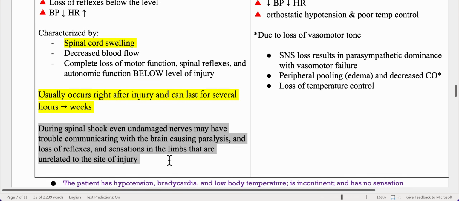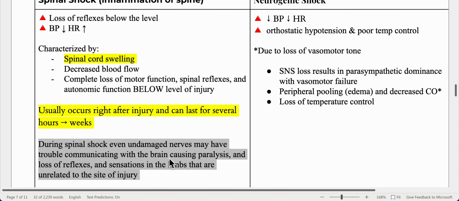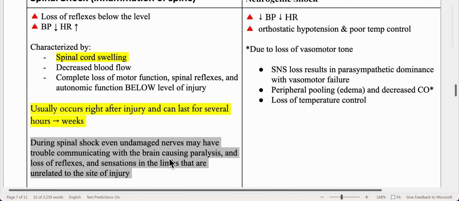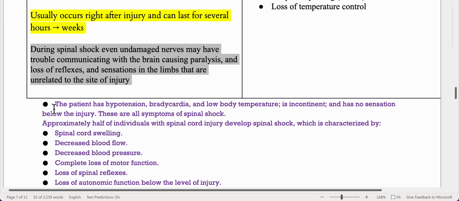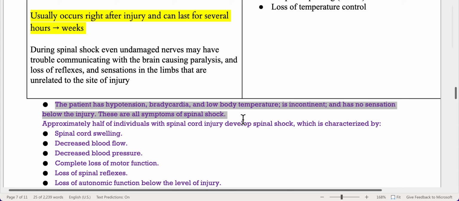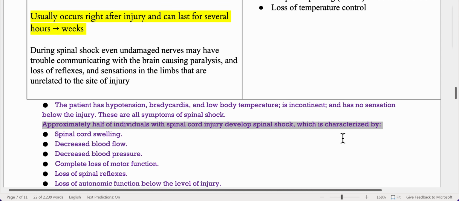During spinal shock, even undamaged nerves may have trouble communicating with the brain, causing paralysis and loss of reflexes and sensations in the limbs that are unrelated to the site of injury. The patient has hypotension, bradycardia, and low body temperature, is incontinent, and has no sensation below the injury. These are all symptoms of spinal shock.